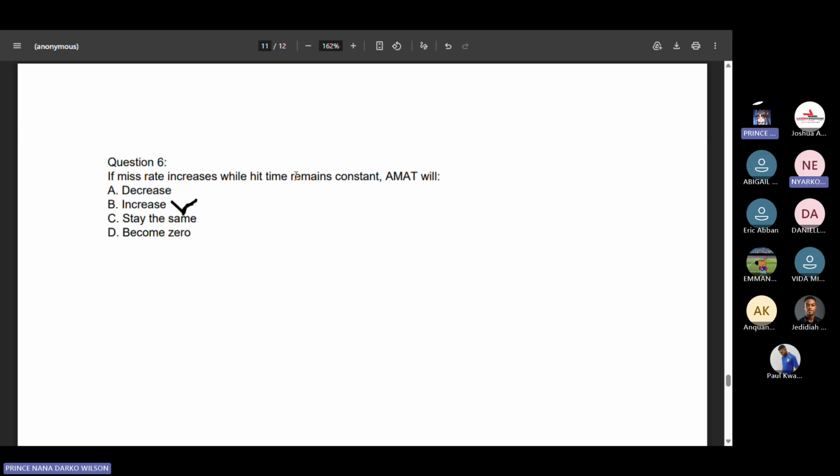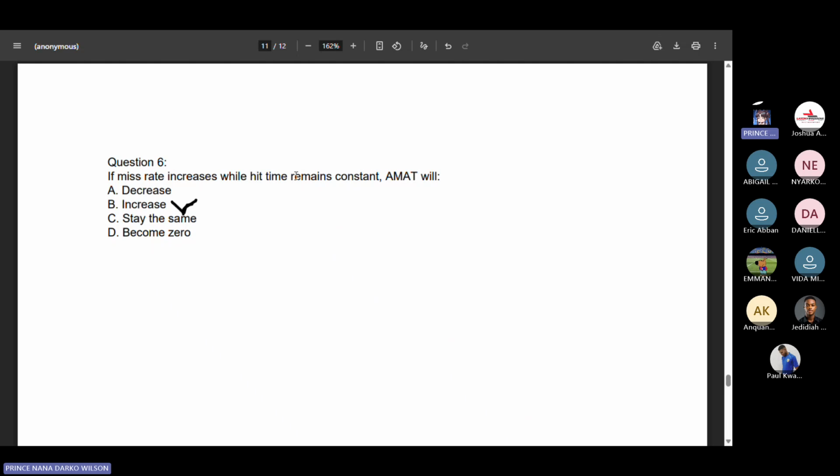The miss penalty is going to change, right? No, the miss penalty also stays the same. But then the miss rate actually increases. So the increment in miss rates means the product of the miss penalty and the miss rates is going to give a bigger product, right?